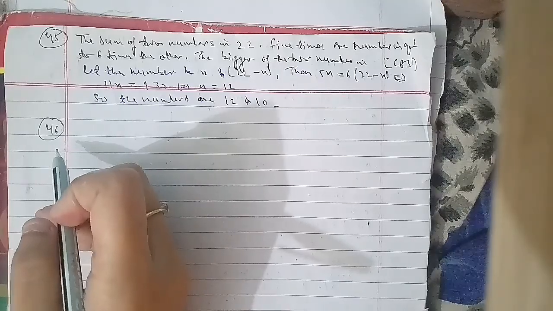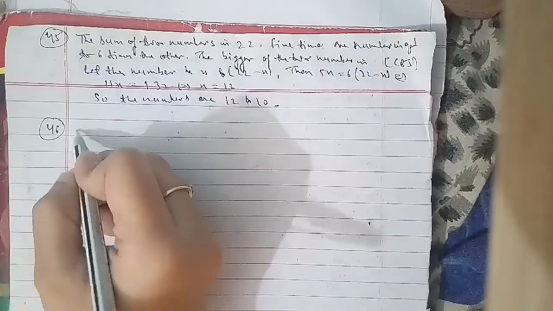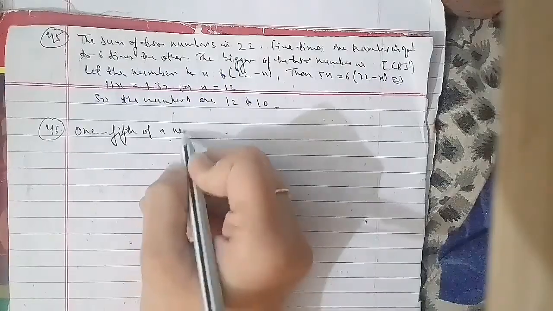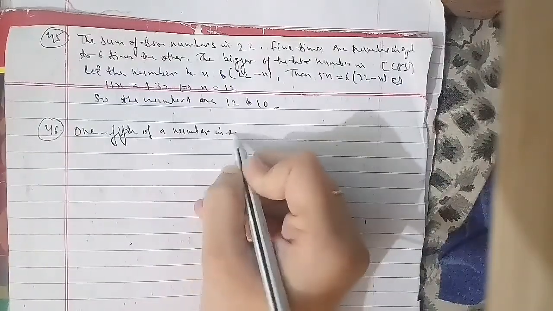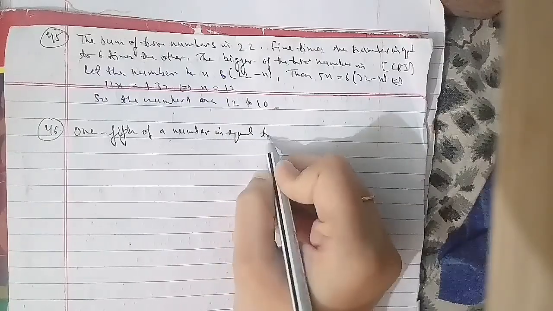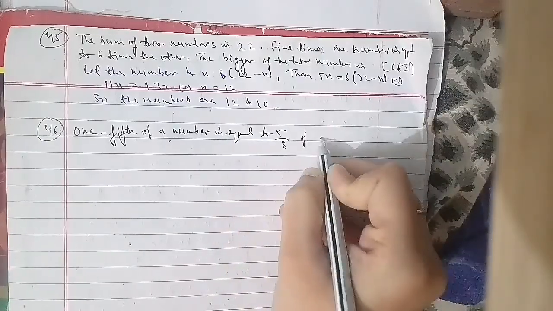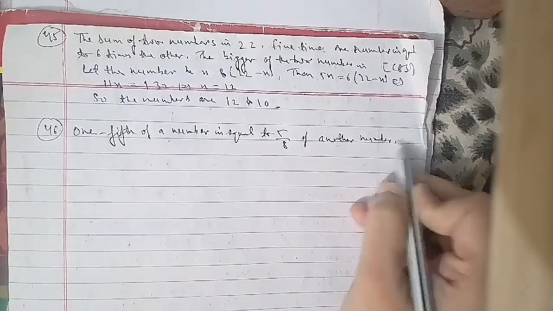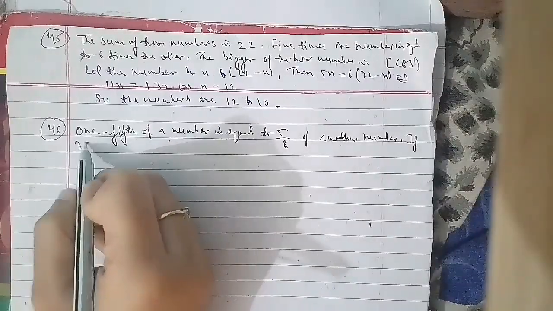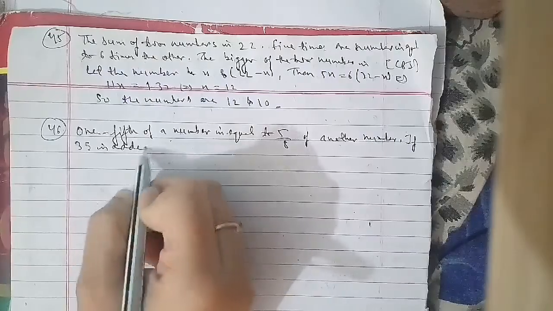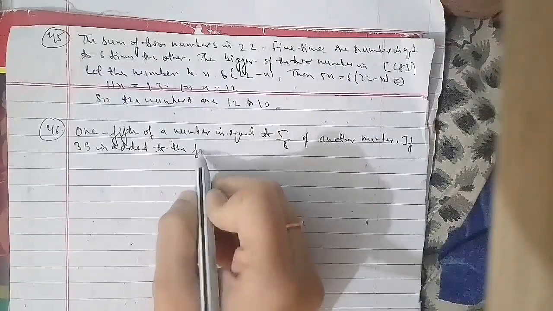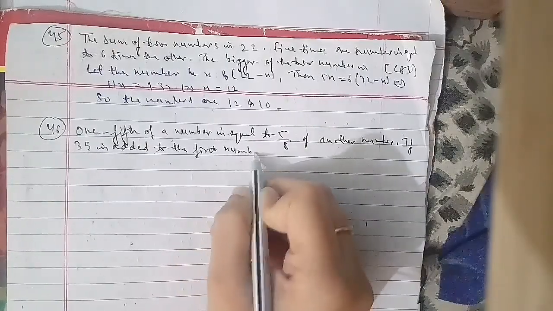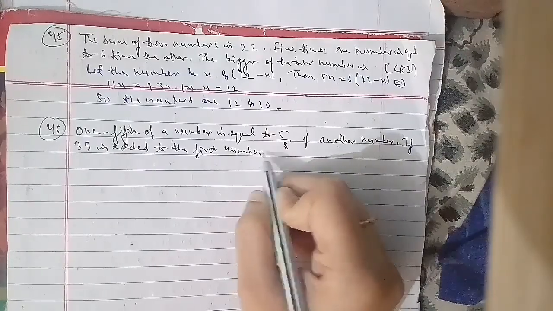So x equals 35 into 25 upon 7. 7 fives are 35, and so x is 125. So the second number y equals 8 upon 25 x, that is 8 upon 25 into 125. 25 fives are 125, so 8 fives are 40. The second number will be 40, and that is also an important one.